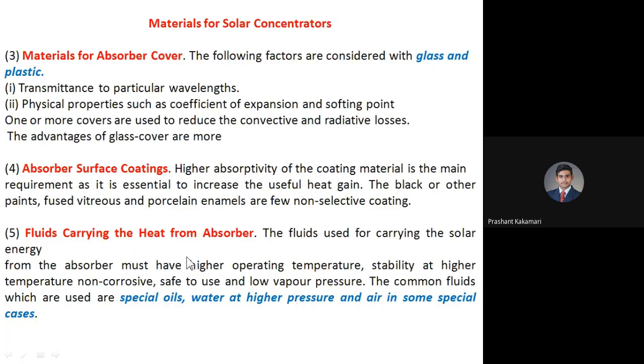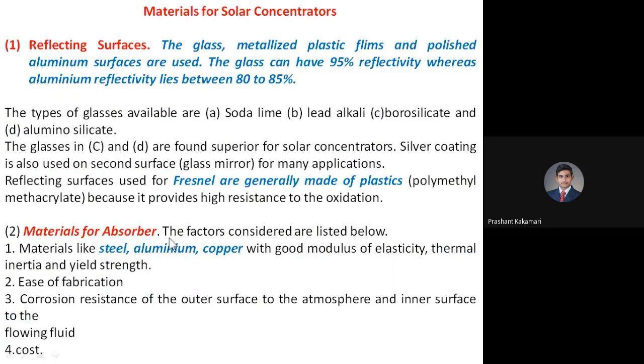Next are the materials used for the absorber tube. As I told for flat-plate collectors, you can go for steel, aluminum, copper, which have high absorptivity and less reflectivity, or good modulus of elasticity, thermal mass, or yield strength. In such conditions, they will have very good properties to absorb more heat and lose very little heat. Such materials we are going to use. Again, depending upon the cost, you can choose different materials. And also corrosion resistance: it should have some corrosion resistance to the atmosphere, so that some treatment can be done and the life of the system can be improved.